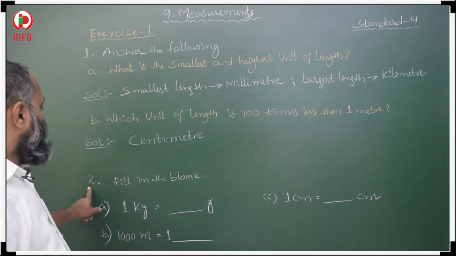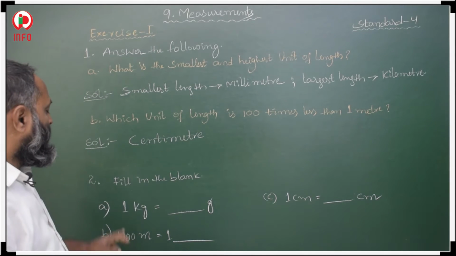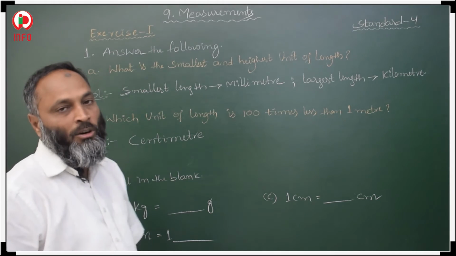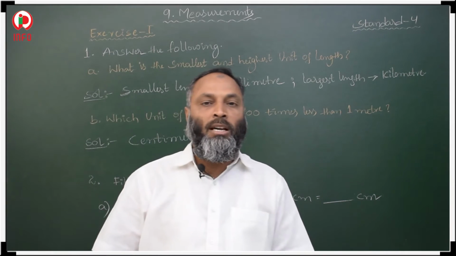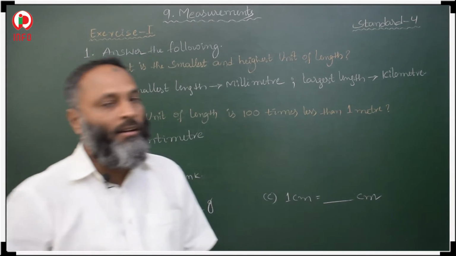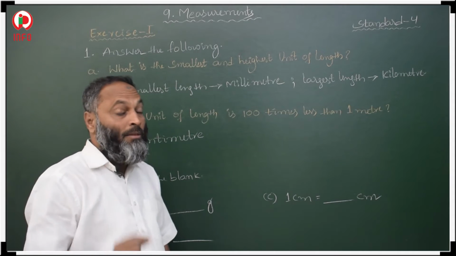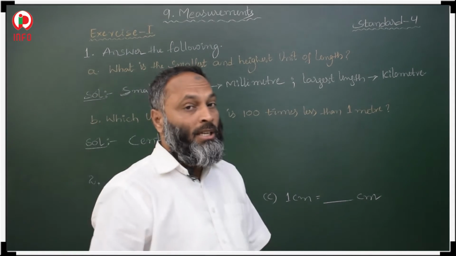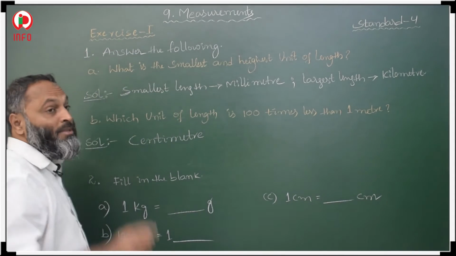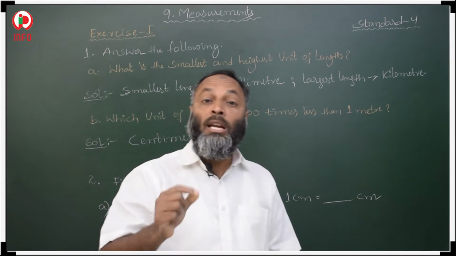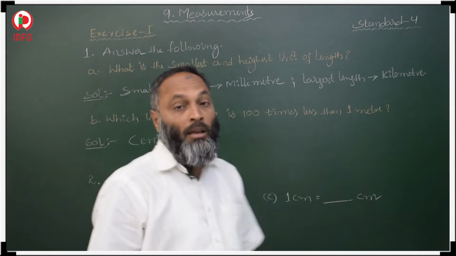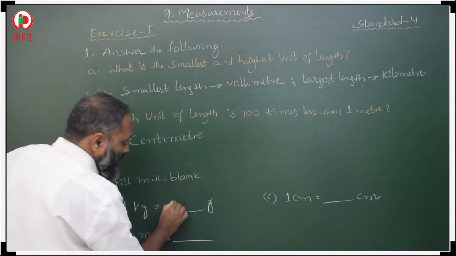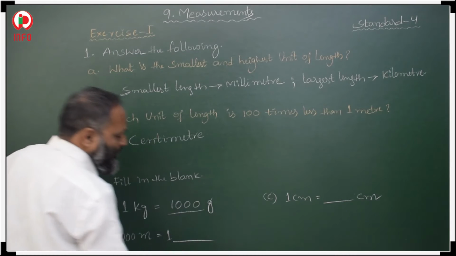Now, in the second bit, blanks are given. 1 kg is equal to how many grams? How many grams make a kg? So 100 grams make 1 kg. Not 100 grams, 1000 grams. 1000 grams make 1 kg.